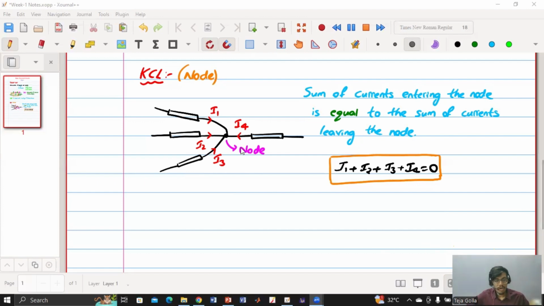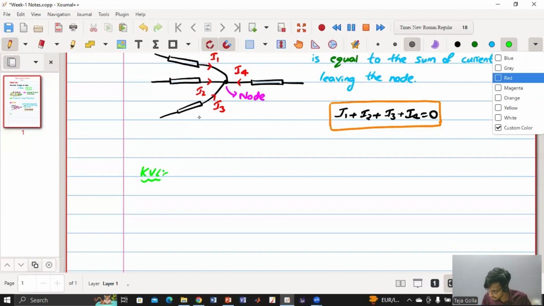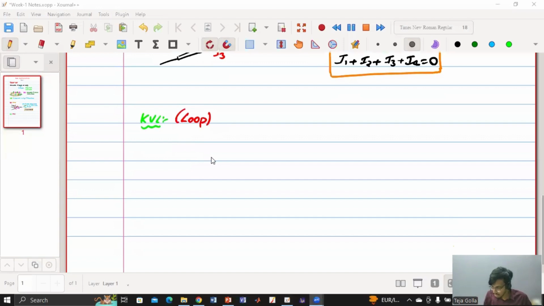So this is all about Kirchhoff's current law, where we deal with the currents. Then we'll go to Kirchhoff's voltage law, and this is applied in a loop. So KCL is applied at a node, and this is applied at a loop. So let us consider one loop.